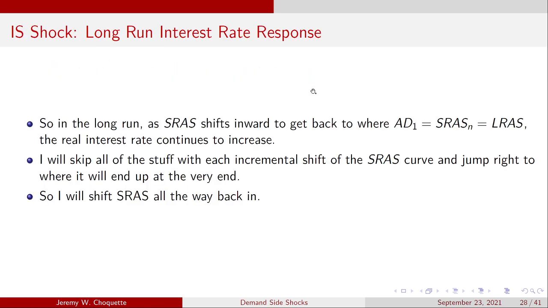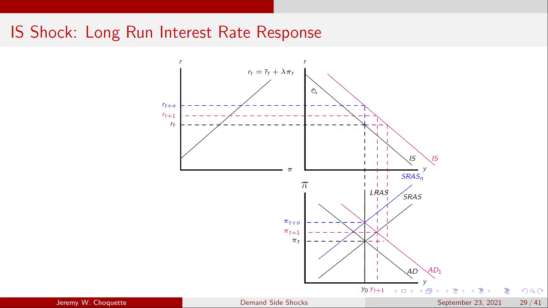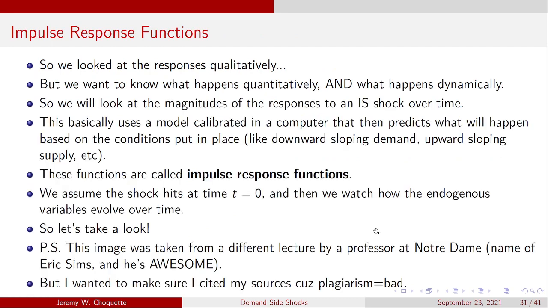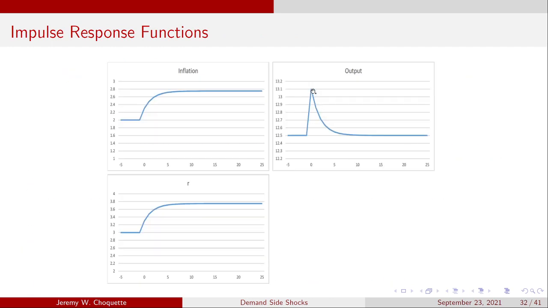So let's see where we are. That first little point I've been explaining is AD1 equals SRAS, with r_{t+1} being the interest rate. That's where we currently are here. Output goes up. Inflation hasn't finished going up. The real interest rate hasn't finished going up yet, but output has.